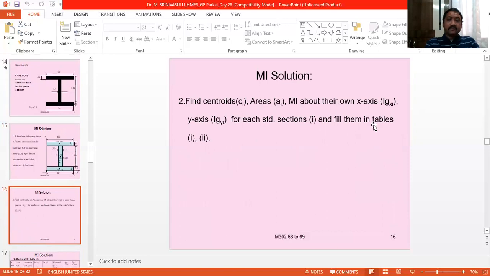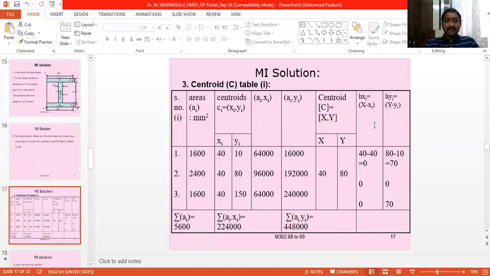Now, firstly, we have to find out the centroids. For that, we require the areas, then moment of inertia. So we know that the centroid can be found by using the table. For this centroidal table, we know that for the columns, the first one is serial number, areas, the centroid's x coordinate, y coordinate, and the terms a into x and a into y. Then we'll find out the centroids here.